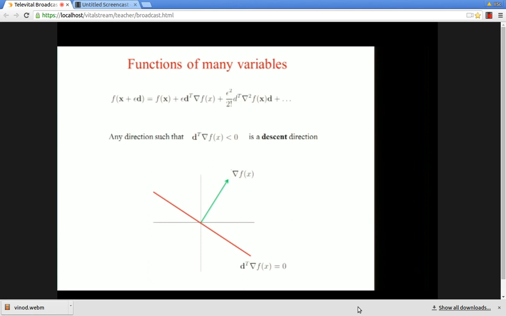So what this is saying, you have a vector, and then the perpendicular line is just d transpose del f of x equal to 0, right? So what can you say about any direction on this side? What would that satisfy? If this was 0, what should this be? This should be less than 0, and the other side should be greater than 0, right? So what is this essentially saying?